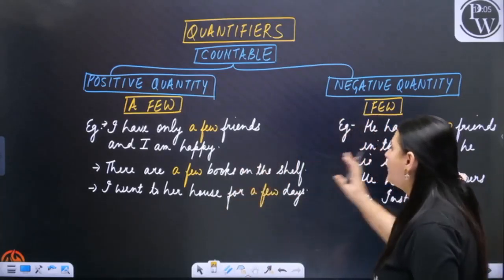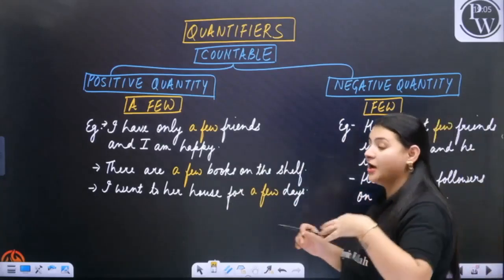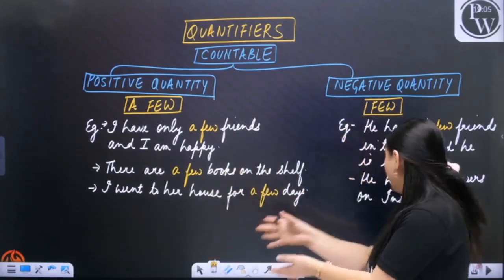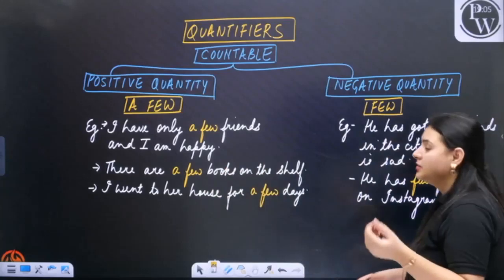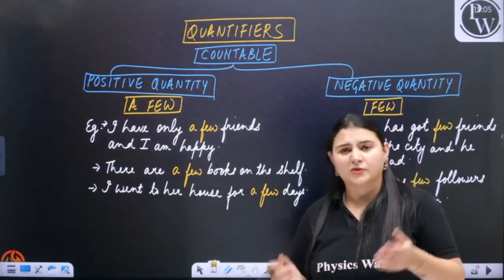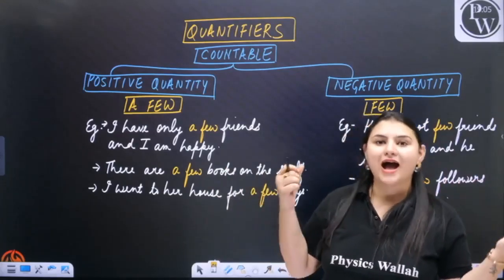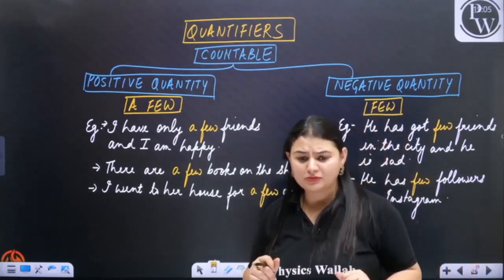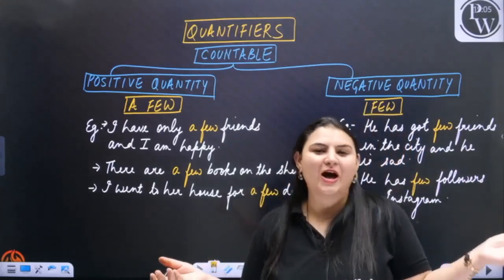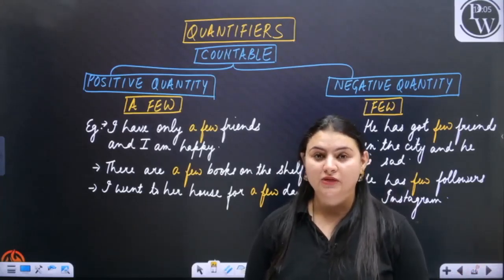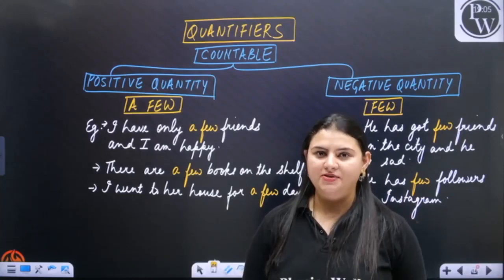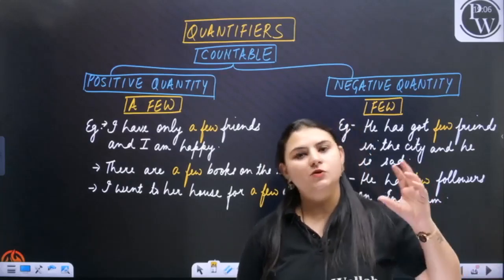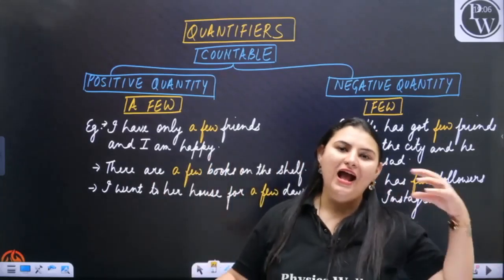Here, there are a few books on the shelf. The books are few in number. A few is a positive quantity. Here, he has few followers on Instagram. The person is not happy. He's saying, I have few followers on Instagram. He's not happy with the amount of followers. But if we say, I also have a few followers on Instagram, this is positive. But if you say, I have few followers on Instagram, he is not happy with the number of followers he has. So this is the difference between a positive quantity and the negative quantity.